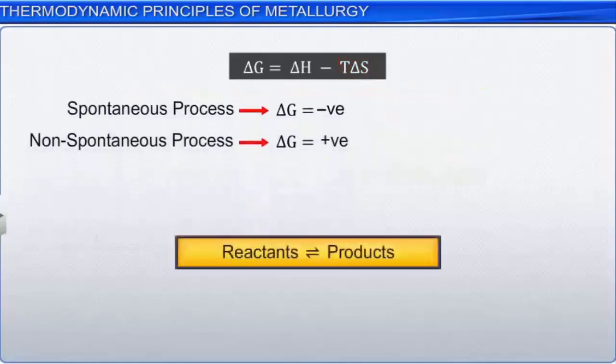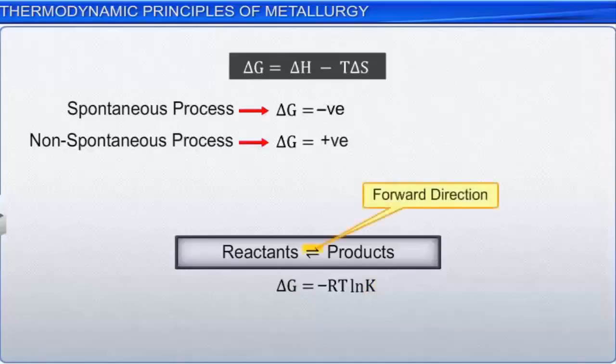If the reactants are in equilibrium with the products, the change in Gibbs free energy can also be expressed in terms of the equilibrium constant K, with the help of the equation delta G is equal to minus RT natural log K. As you can see, in this equation, delta G can be negative only if K is positive. This can happen if the reaction proceeds in the forward direction, that is, the reactants combine to give the products.